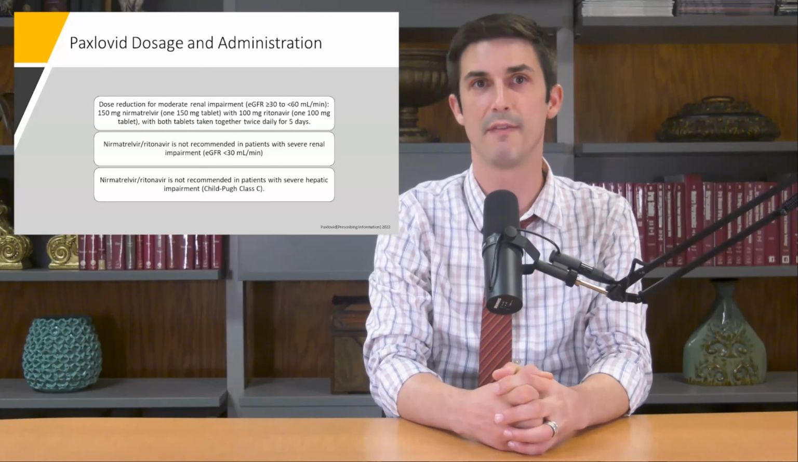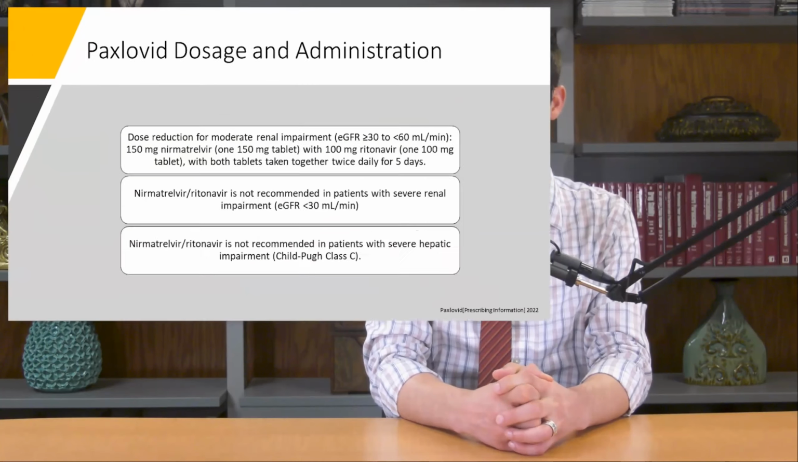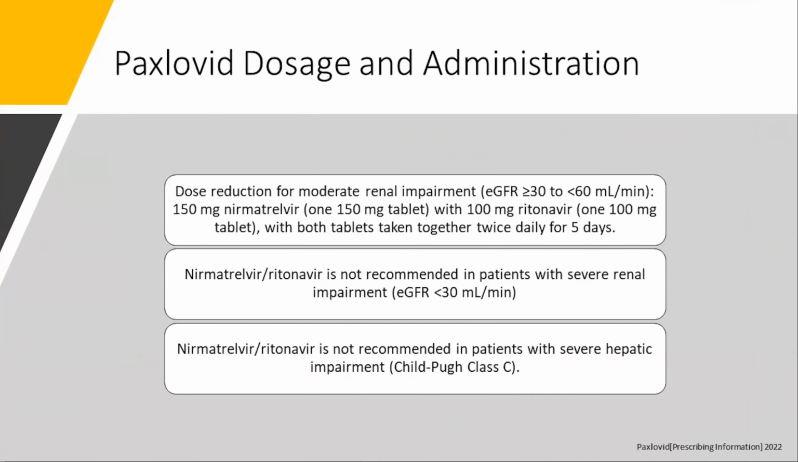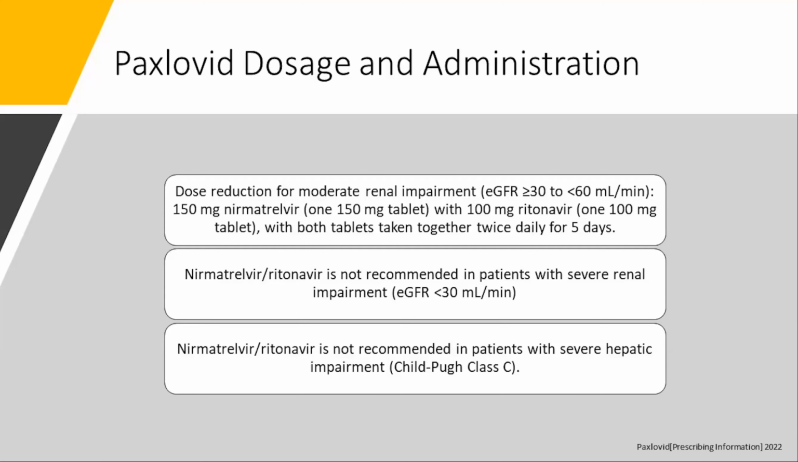For patients with moderate renal impairment with an eGFR between 30 and 50 milliliters per minute, patients should only take 1 nirmatrelvir 150 milligram tablet and 1 ritonavir tablet twice daily for 5 days. This combination of nirmatrelvir and ritonavir should not be administered to patients with an eGFR less than 30 milliliters per minute or those with severe hepatic impairment, Child-Pugh class C.